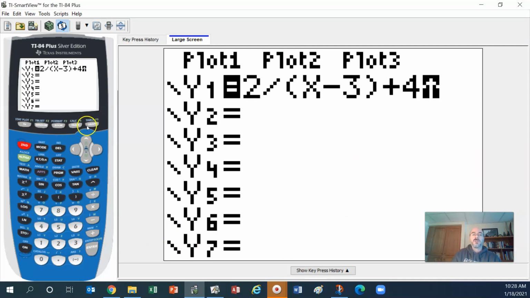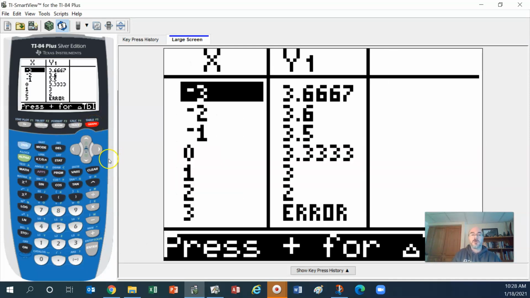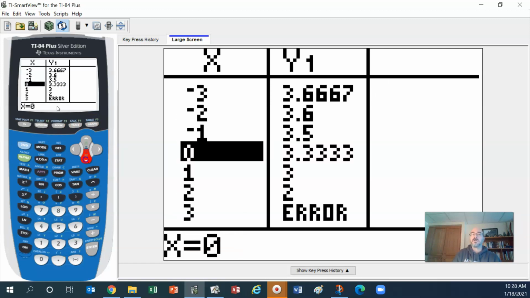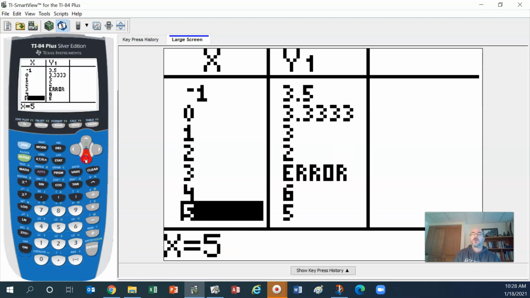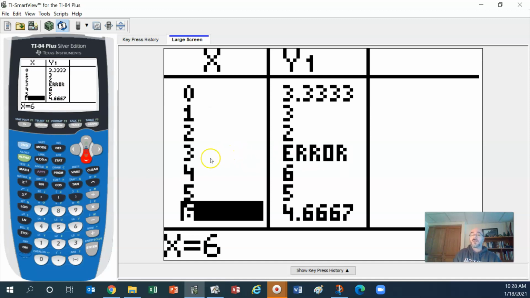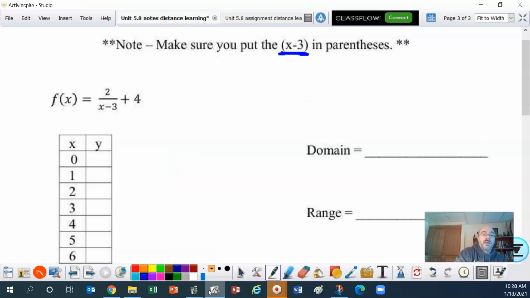All right, I'm going to go to the table. And again, I really only need to look for that error. Okay, here it is, ladies and gentlemen. Here's the error. So the error is next to the 3. All right, so we're going to put an E. Let me use red. We're going to put an E next to the 3. And again, I really don't care about anything except what's above the E and what's below the E.